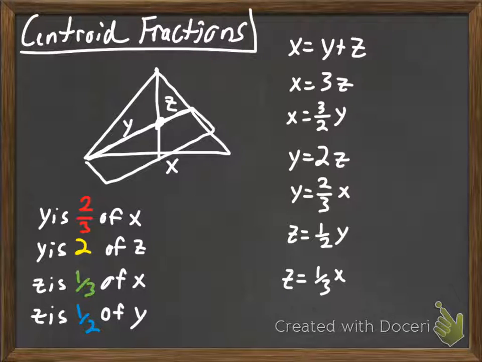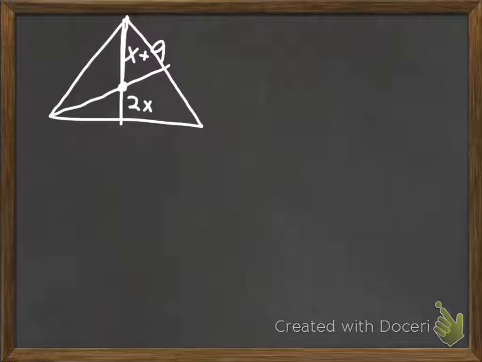So let's do some actual math with this. We're just talking about it now. Let's start putting some numbers in here and solving for our favorite x. So here we're going to solve for x. So we look, I have my median cut by the centroid, and I have the little piece and the big piece of the median. I don't know the whole thing. So the little piece is x and the big piece is x plus 9. So I need to make y equal to z.